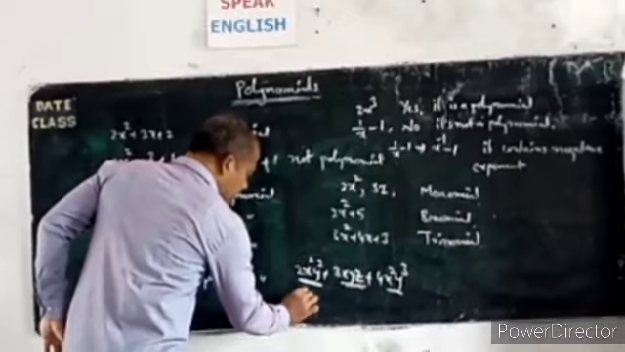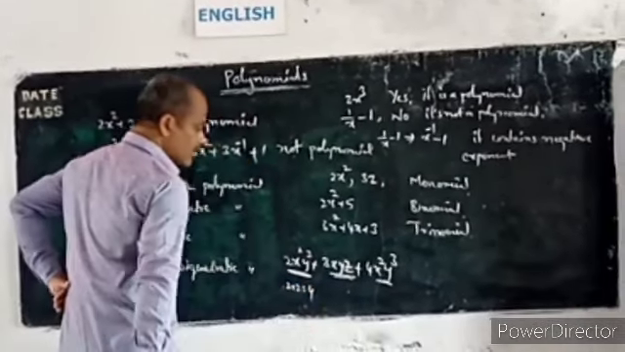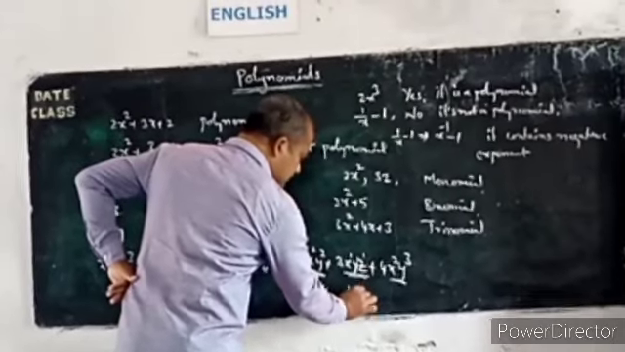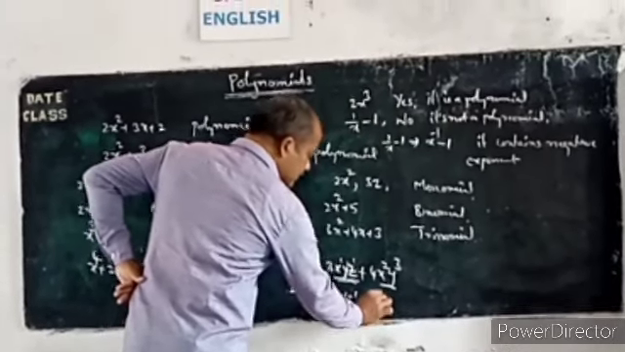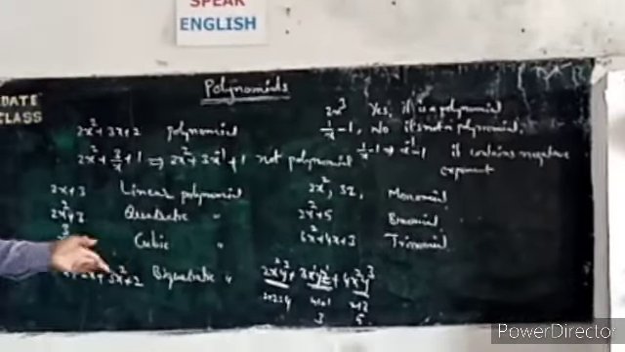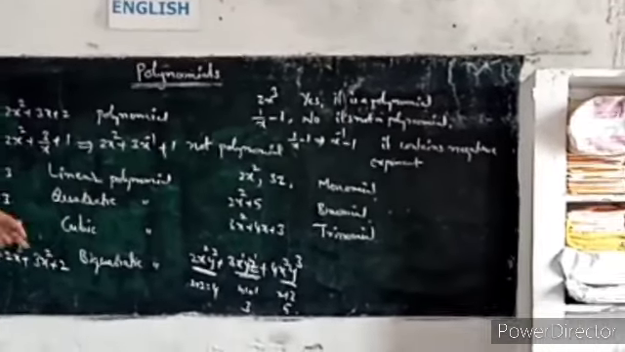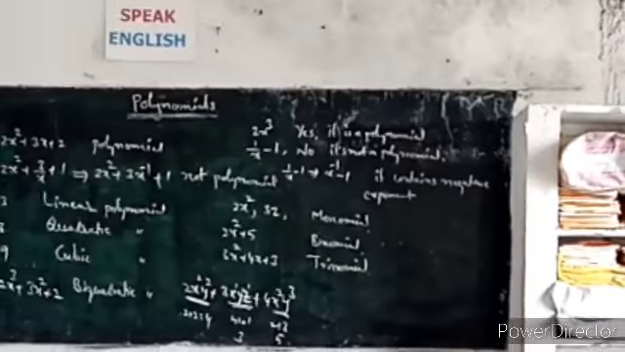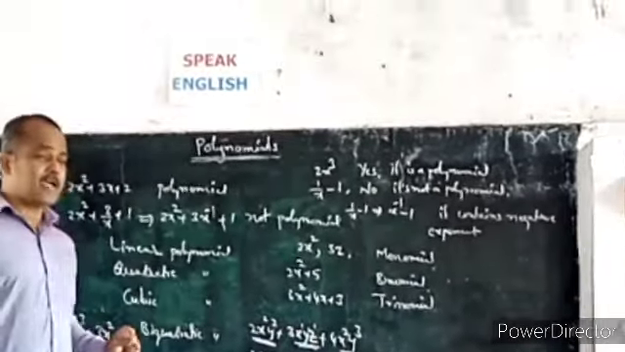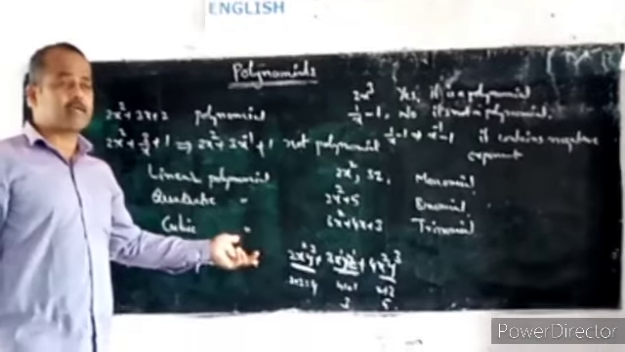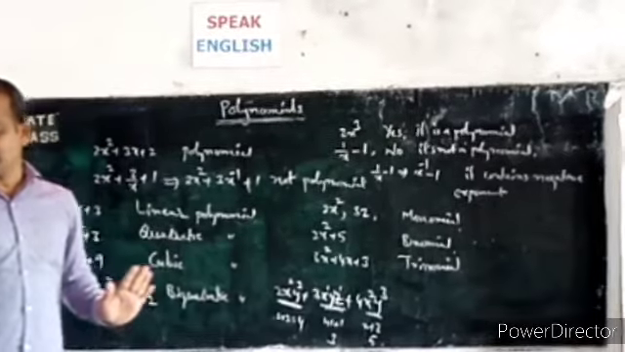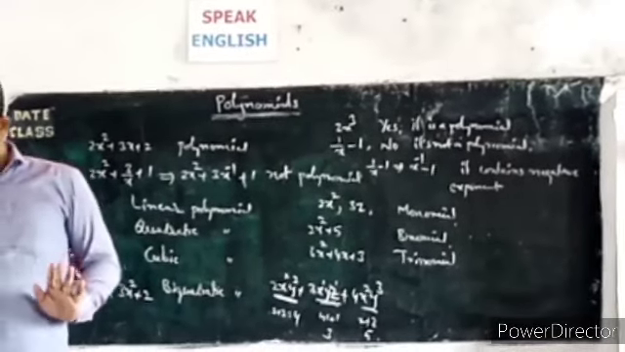2 plus 2, how much? 4. Next here, the exponent is 1 for each, so 1 plus 1 plus 1 is 3. Next here, 2 plus 3 is 5. So what is the degree of this polynomial? Which is highest, 4, 3 or 5? 5 is the greatest one. So the degree of the polynomial is 5.